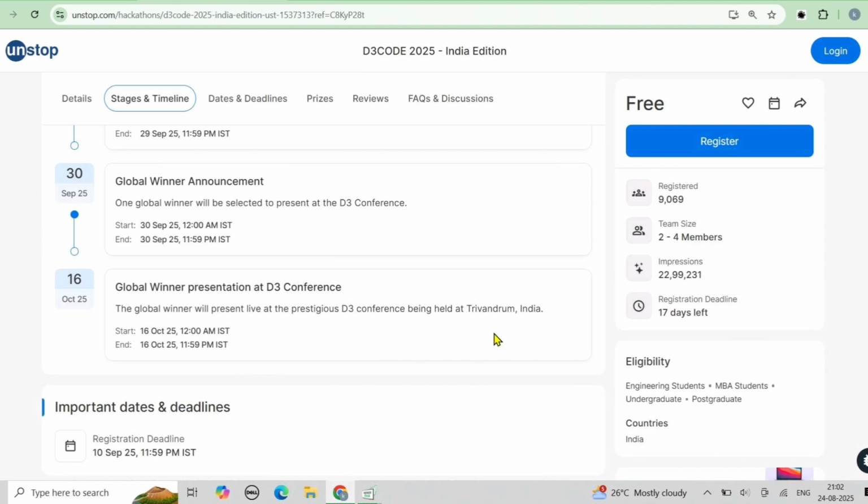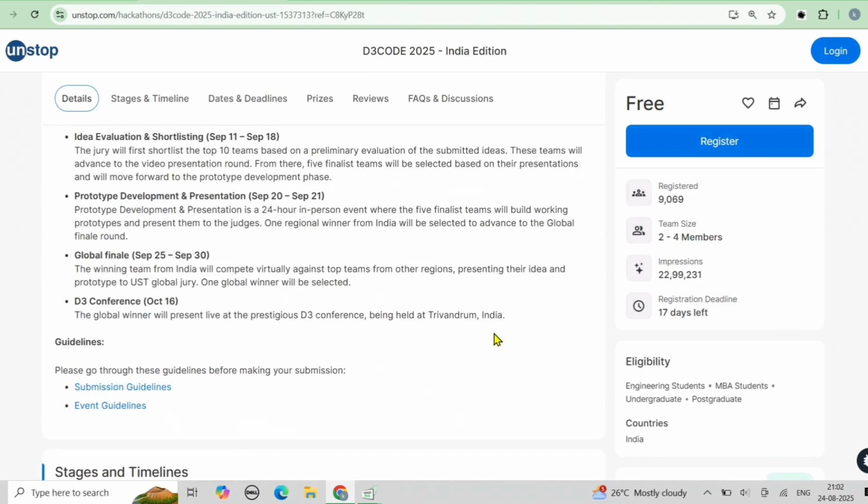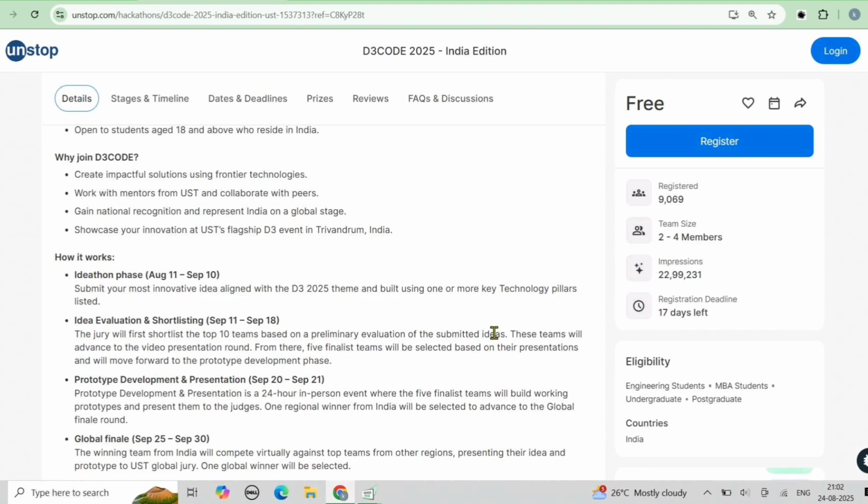Okay, so friends, this was everything that you must know about the D3CODE edition 2025. This is your chance to work with advanced technologies like AI, quantum computing and data ecosystem, while representing India on the global stage. It's not just about the coding that you're thinking of, it's about creating real solutions for real problems.